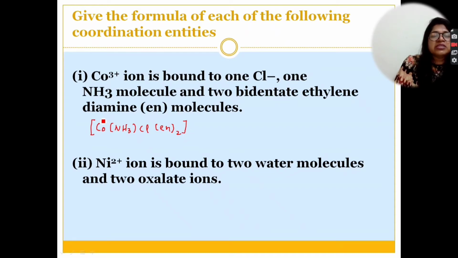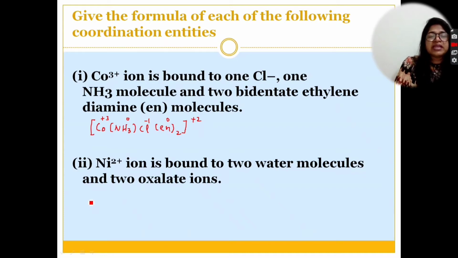Now Co charge is plus 3, NH3 is 0, Cl is minus 1, ethylenediamine is 0. So outside the square bracket, the charge will be plus 2. That plus 2 you have to mention. If you forget to write that plus 2, the whole question will become wrong.